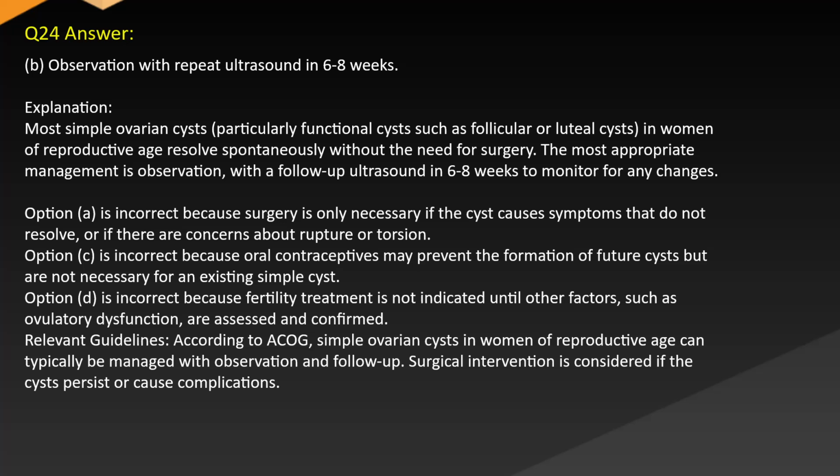Option C is incorrect because oral contraceptives may prevent the formation of future cysts but are not necessary for an existing simple cyst. Option D is incorrect because fertility treatment is not indicated until factors such as ovulatory dysfunction are assessed and confirmed. Relevant guidelines.